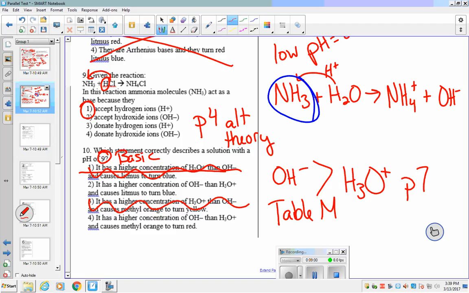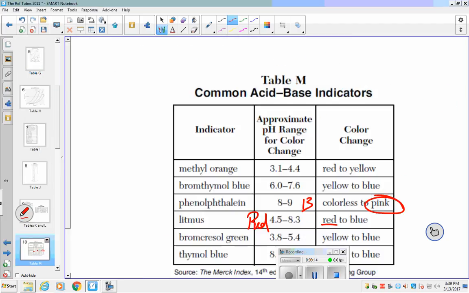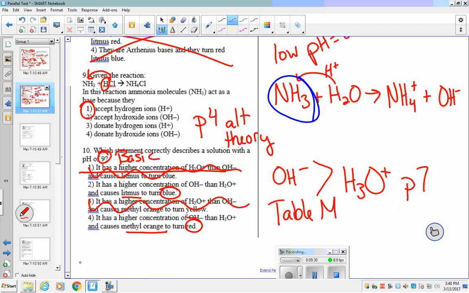And we want to find out, should our litmus turn blue, or should our methyl orange turn red? So if we look up litmus turning blue, litmus turns blue at a pH over 8.3, so that could very much be our answer. We'll check the methyl orange when we're here. Methyl orange turns red in a lower pH range, a pH of below 3. So if methyl orange is red, it's definitely indicating an acidic solution. So this solution, if it's turning litmus blue, it has to be basic, so therefore choice 2 is going to be our answer.